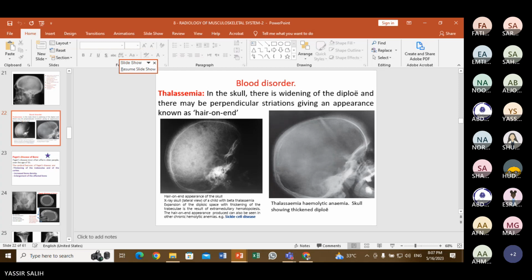The third one: thickening of the cortex, and thickening of the trabeculation. Irregular thickening of trabeculation also.